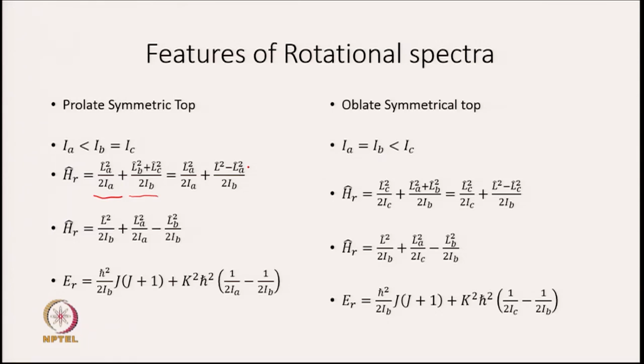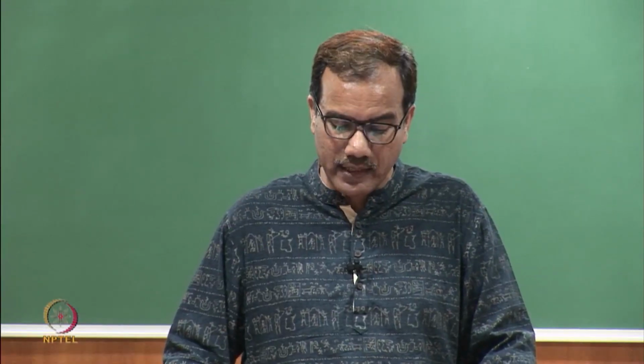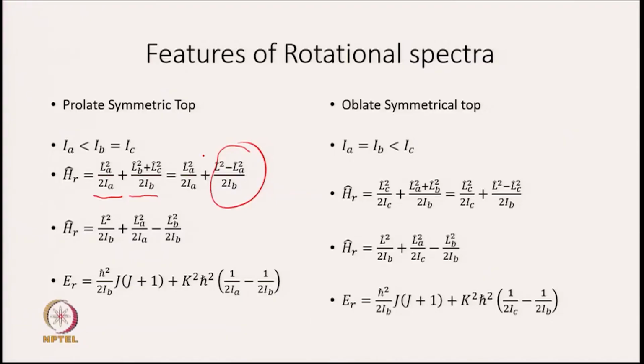So L square is basically your operator La square plus Lb square plus Lc square. Lb square plus Lc square will be equal to L square minus La square, and that is what is done here. And then the Hamiltonian can be written like this, and this value we already know. This is h bar square by 2 Ib J(J plus 1), and then for these two terms we can write another quantum number K. So this is equal to K square h bar square (1 by 2 Ia minus 1 by 2 Ib).